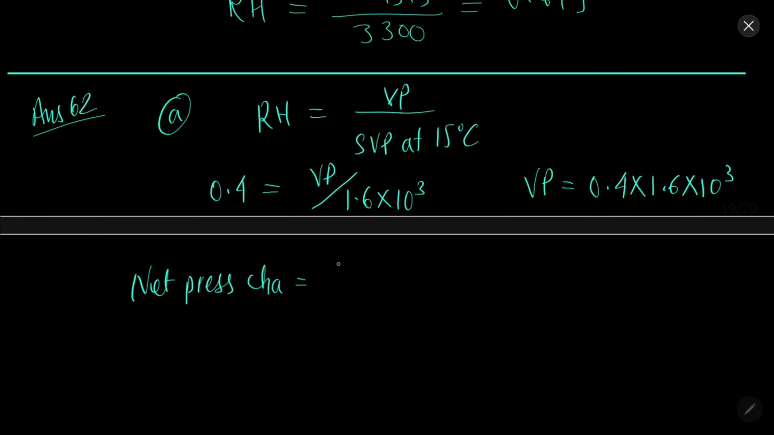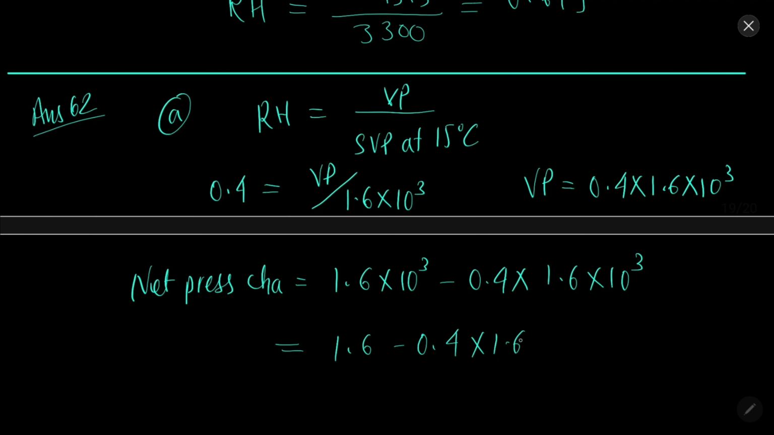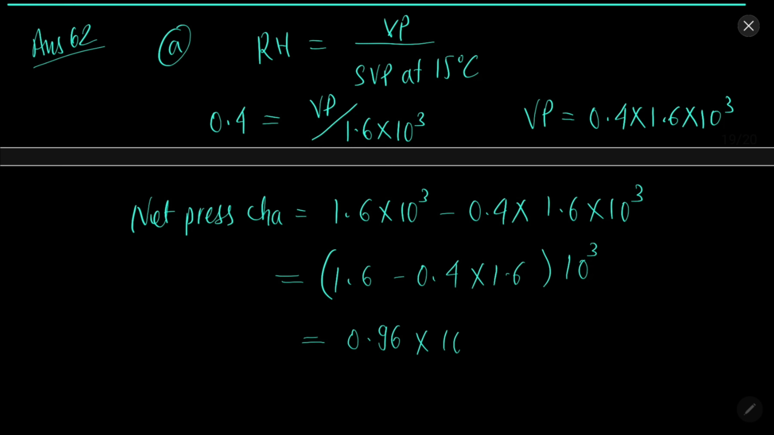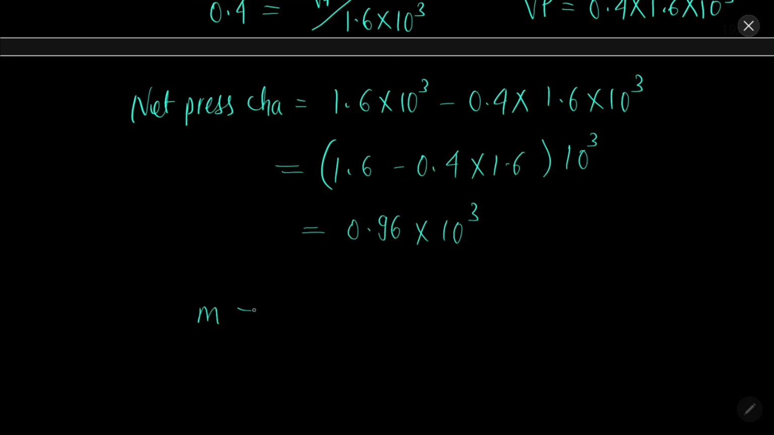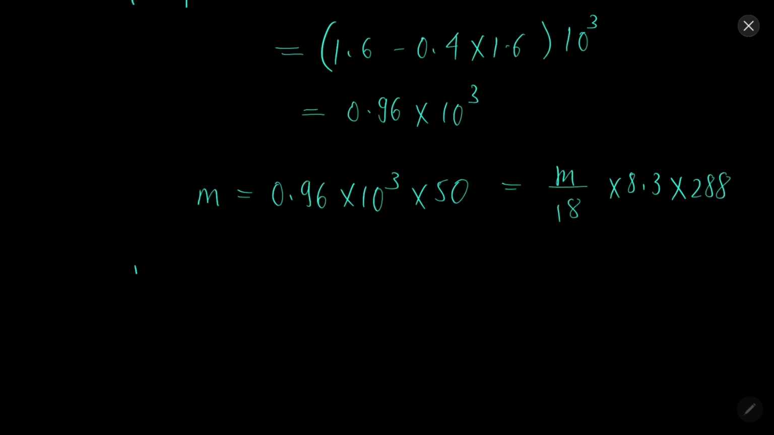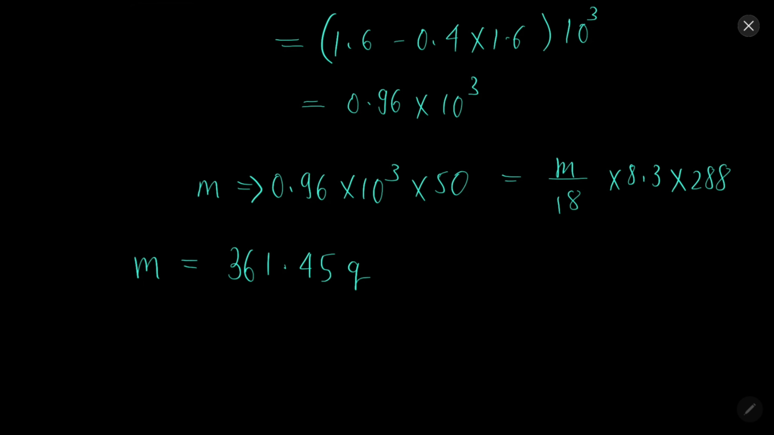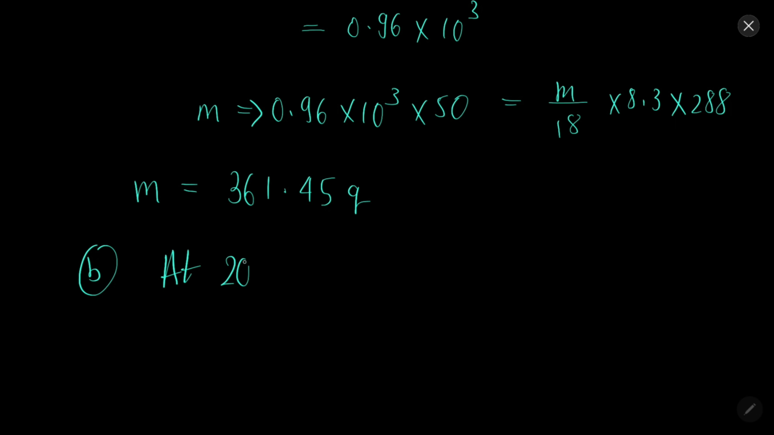So net pressure change is 1.6 into 10 to the power 3 minus 0.4 into 1.6 into 10 to the power 3, that is 1.6 minus 0.4 into 1.6, 0.96 into 10 to the power 3. 0.96 into 10 to the power 3 into 50 equals M by 18, 8.3 into 288. M will be 361.45 grams.